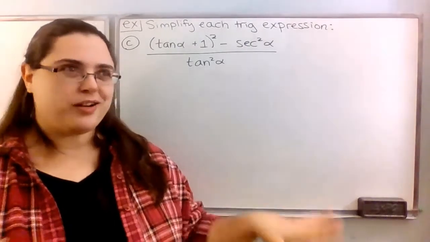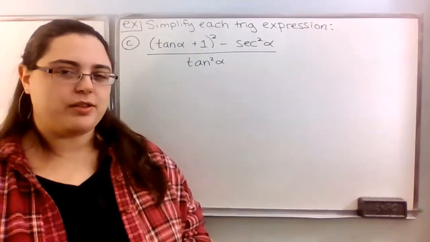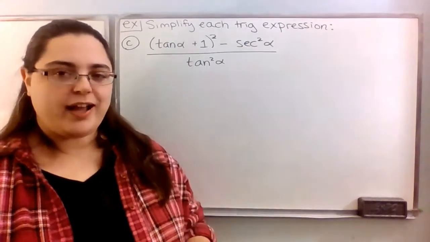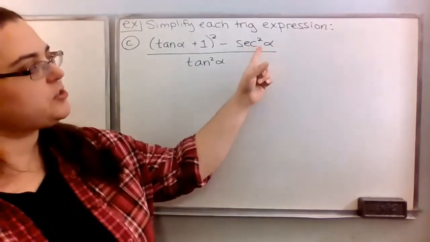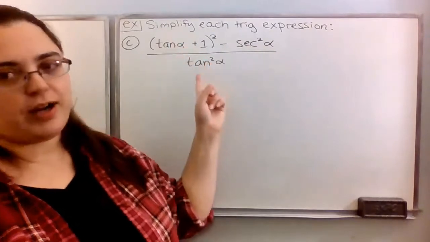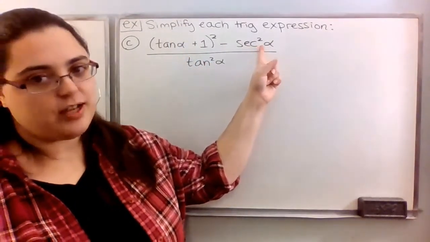Ultimately we're going to end up needing to do both of these things, and it doesn't matter the order we do them in. So when I look at this, what my trained eye is noticing is that I have secant squared and tangent everywhere else. So I'm going to want to turn secant squared into tangent at some point.